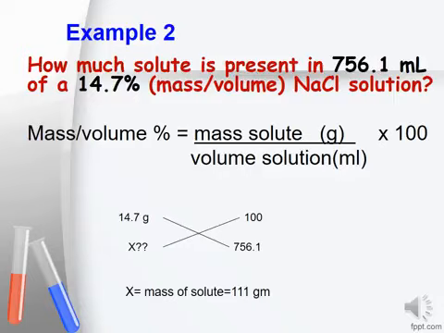Here, 14.7% would be multiplied by 756.1 and divided by 100, and the answer will be 111 gram. Then the mass of sodium chloride, or the amount of solute dissolved in this solution to make 14.7%, is 111 gram.